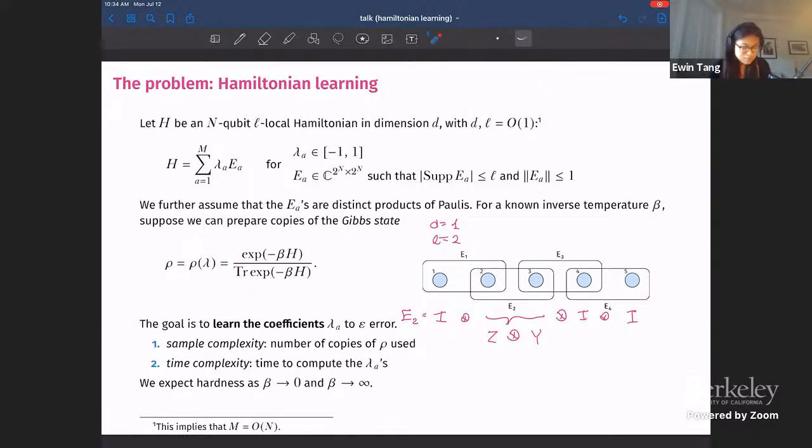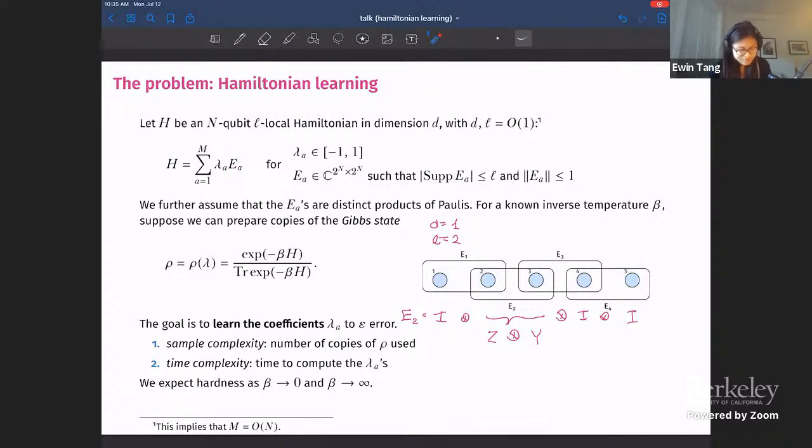And so the problem is that we assume that we can prepare copies of this Gibbs state. We assume that we have some system, maybe in the lab, that we can prepare copies of a Gibbs state from. I don't know how physicists do things, but presumably you have some system and then you let it stabilize at a certain temperature, and then you get some Gibbs state. The goal is to learn the Hamiltonian from this. So you know the E_a, and the goal is to learn the lambdas, the coefficients.